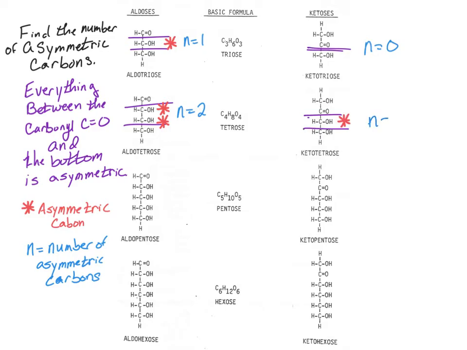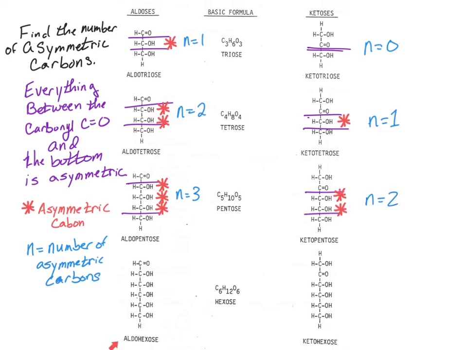There, n will be equal to 1. And for our aldopentose, here's our carbonyl, here's the bottom, there are 3 carbons in between. That means n is equal to 3. And for our ketopentose, here's our carbonyl, here's the bottom. There's only 2 carbons in between. n is equal to 2.